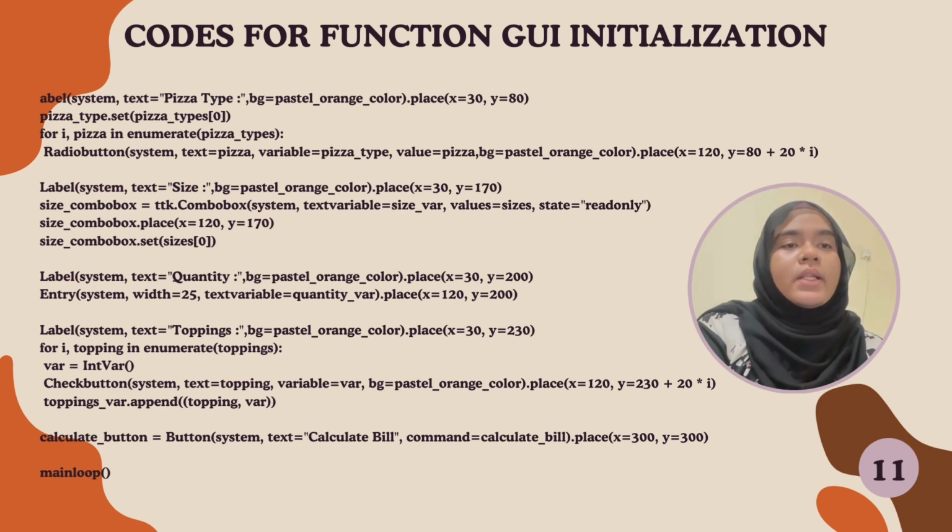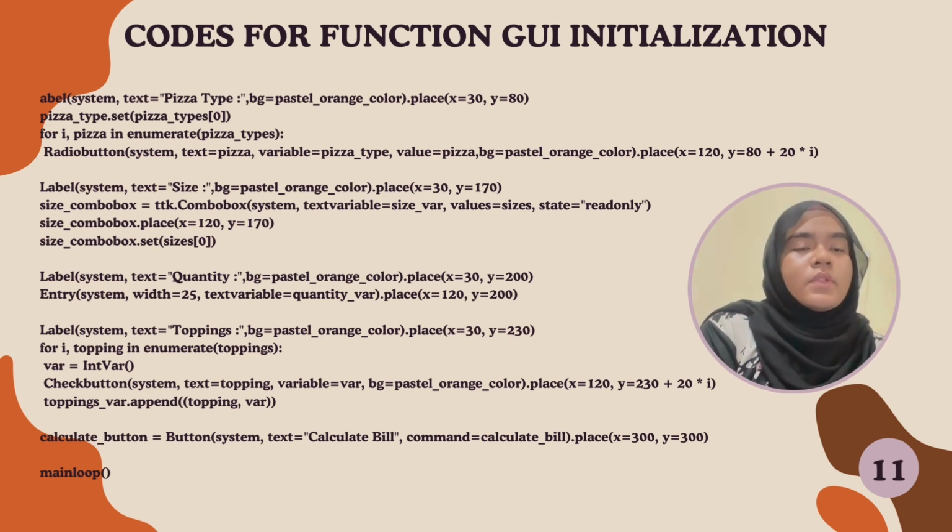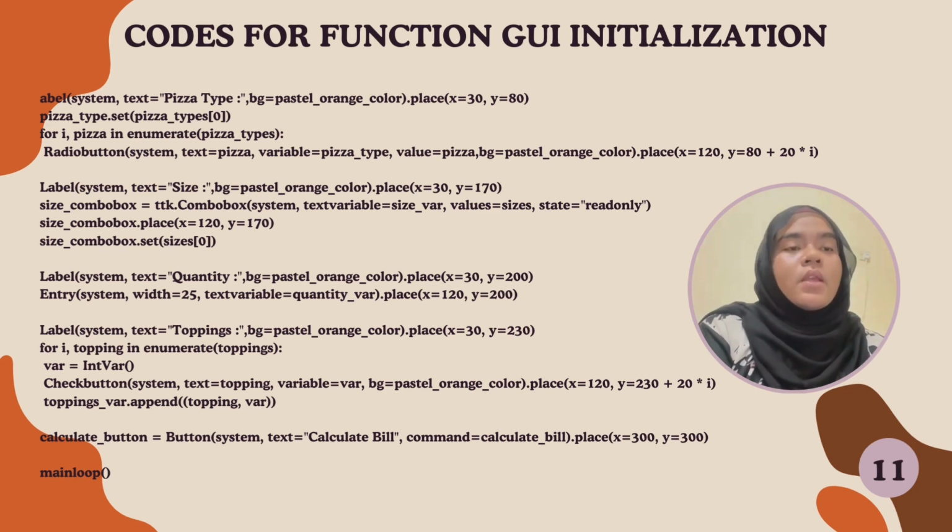For I topping in enumerate topping var equal to integer var check button system text topping variable var BG pastel orange color and place 120 X Y is 230 plus 20 times I and topping var dot append topping var. Okay, so this creates a set of check buttons for each topping in the topping list. Each check button is associated with a unique integer var variable. The check buttons are placed at coordinate x equal to 120 and y equal to 230 plus 20 times I.